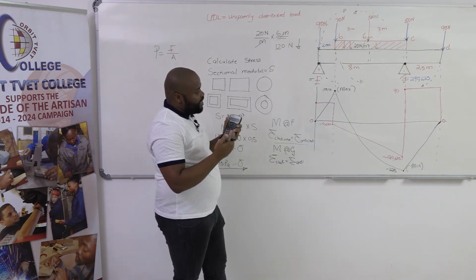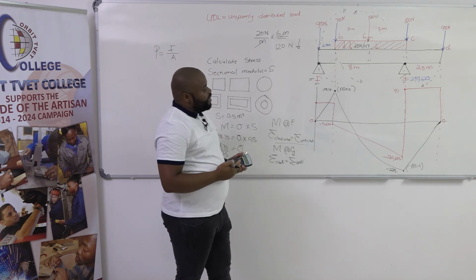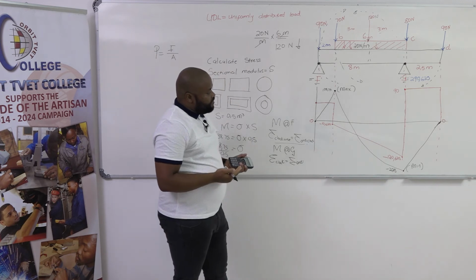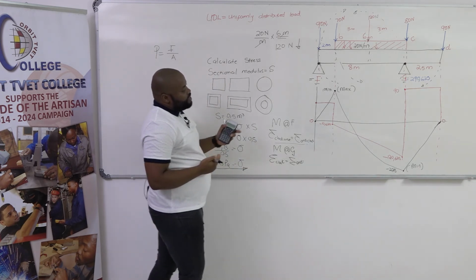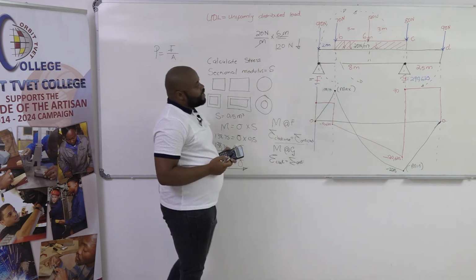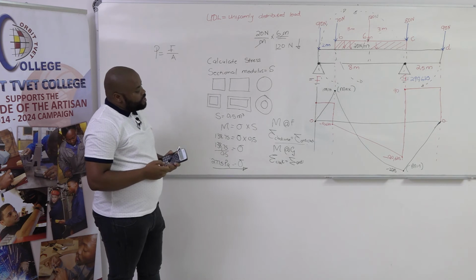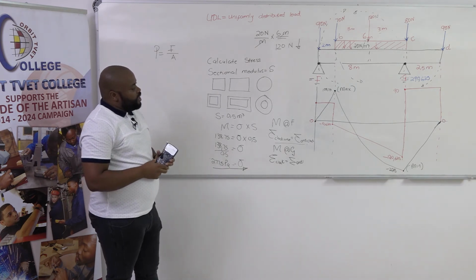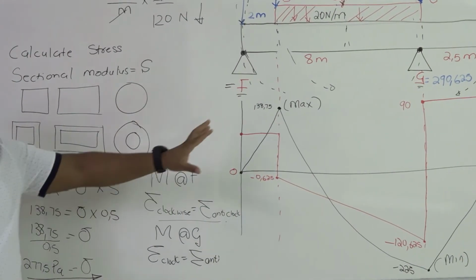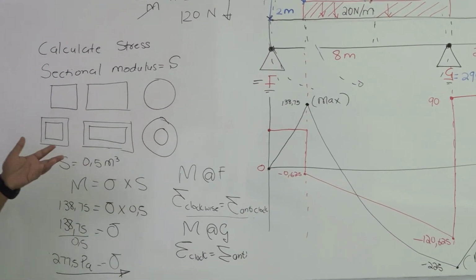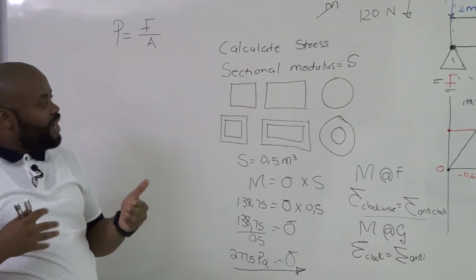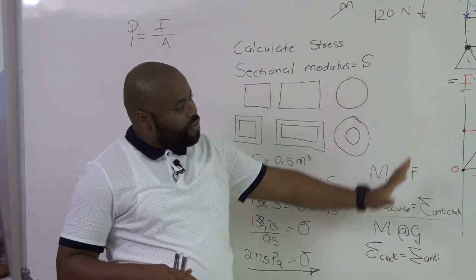To say that, oh, I have a UDL on the beam, it means that when I'm drawing my bending moment graph, I need to have a parabolic shape everywhere where I have a UDL. So that is how you draw your bending moment graph. After drawing the bending moment graph, a question might arise. Remember that examiners, they differ. Others would end their questions here.